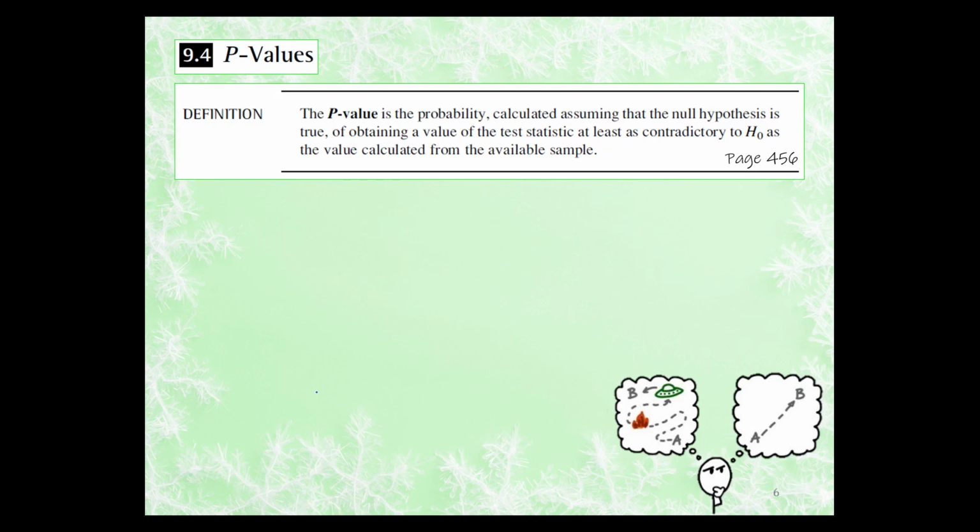So the definition of a p-value is quite long and it sounds confusing, but if you get the concept and you break this down, then it becomes quite simple. The p-value is the probability calculated, assuming that the null hypothesis is true, of obtaining a value of the test statistic at least as contradictory to H0 as the value calculated from the available sample. And this contradictory is actually just more extreme. So contradictory to H0 means in the direction of the alternative.